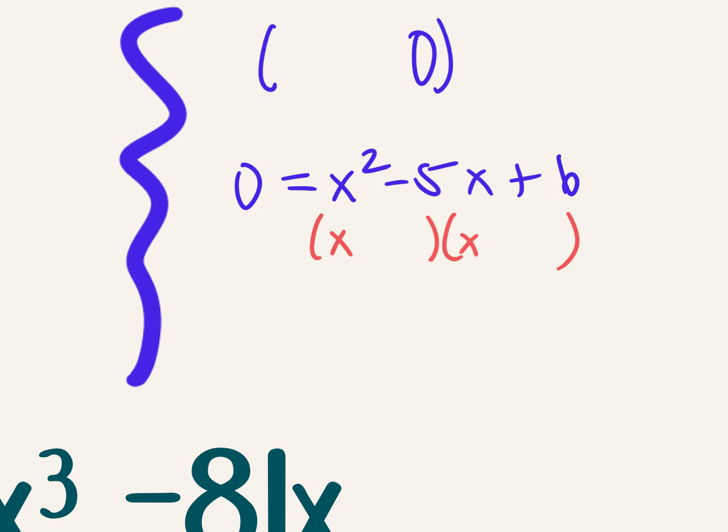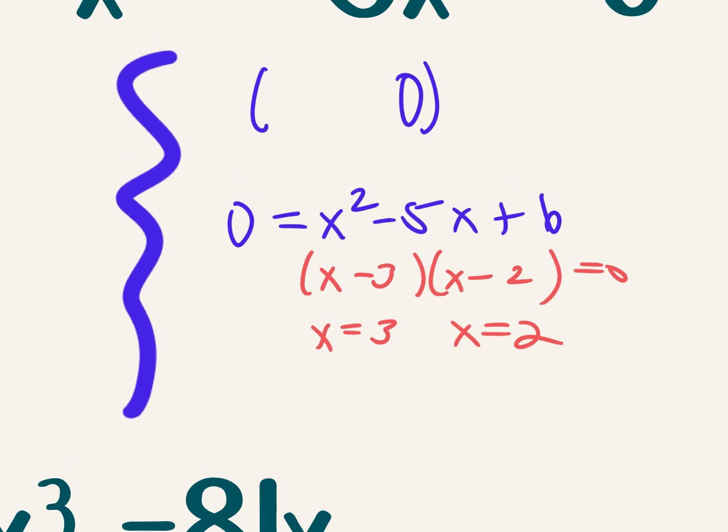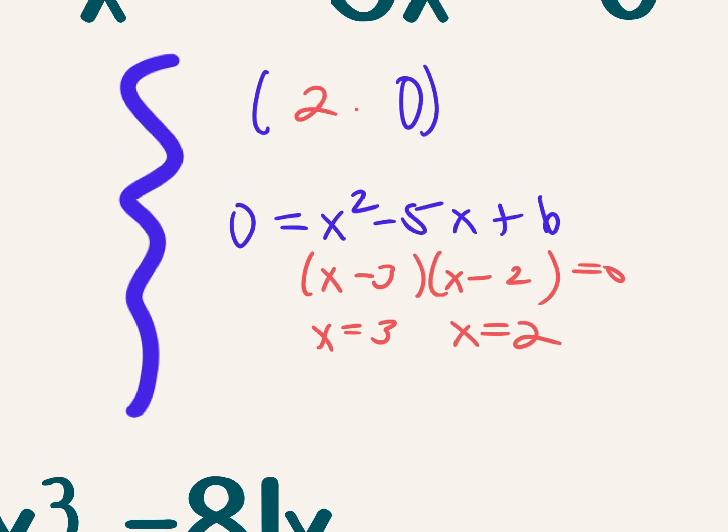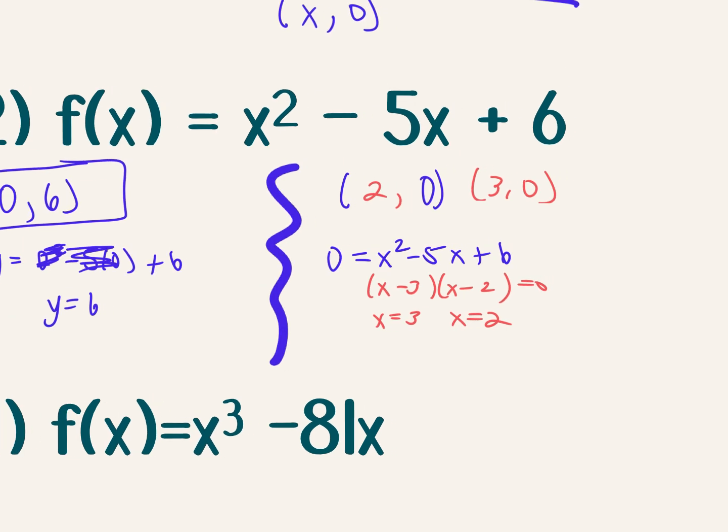What is this, Anthony? X minus 3, x minus 2, perfect. So x equals 3 and x equals 2. So how many intercepts do I have, guys? 2. How do I write it? 2, 0, and 3, 0. Perfect. When you find intercepts, one of the points should be 0. If you're finding the x-intercept, you plug in 0 for y. If you're finding the y-intercept, you plug in 0 for x.